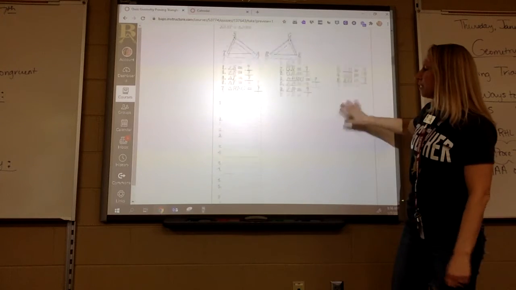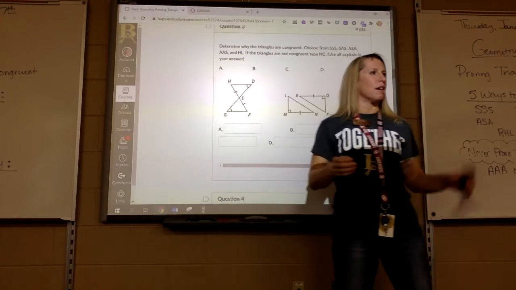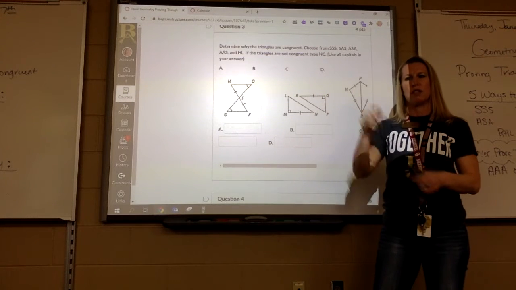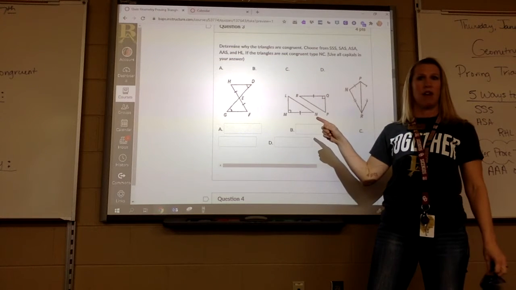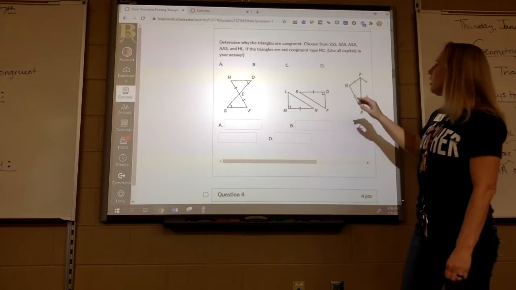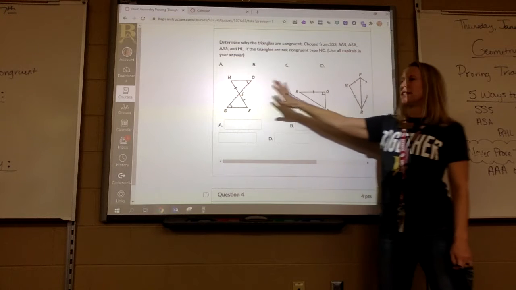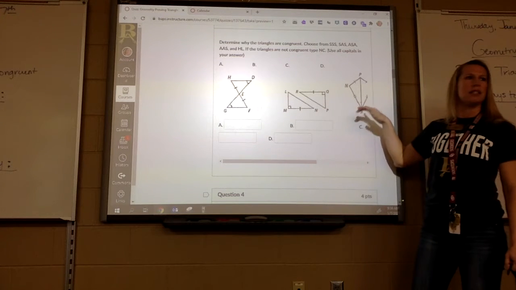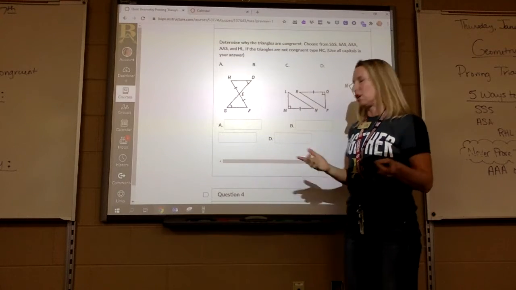Okay, starting with number 3. This is where it can get kind of confusing because it's not on a worksheet. This is why I said maybe you want your expo markers, because you might want to draw the picture out. The first triangle is A, second triangle is B, third is C, fourth is D. You're going to decide why the triangles are congruent.